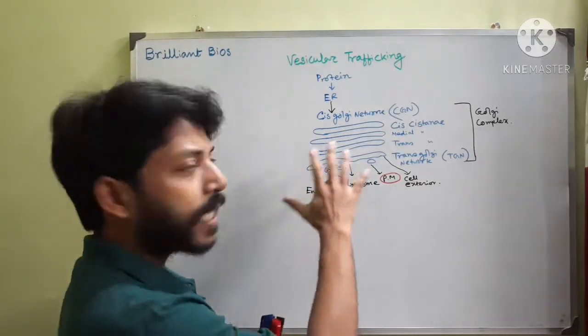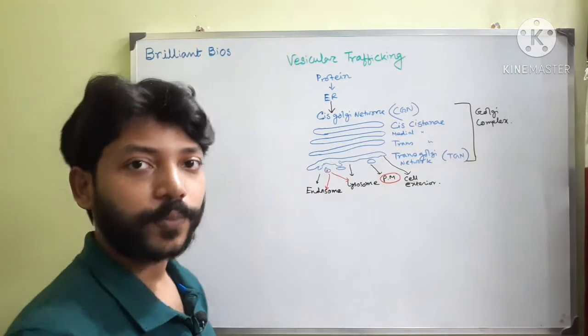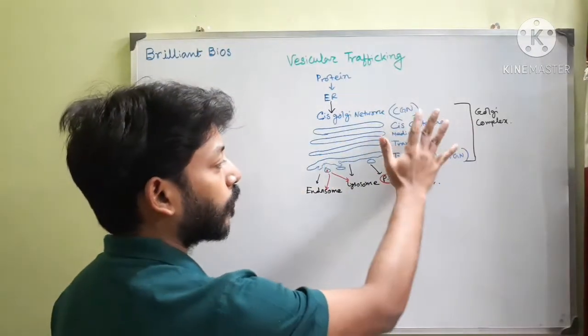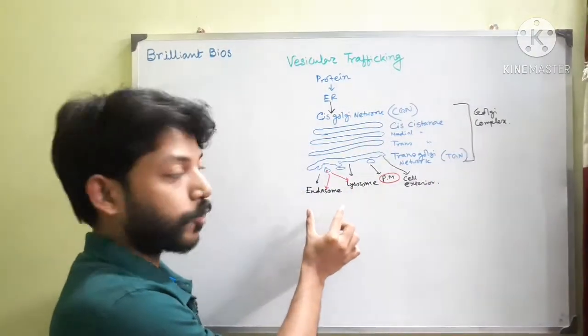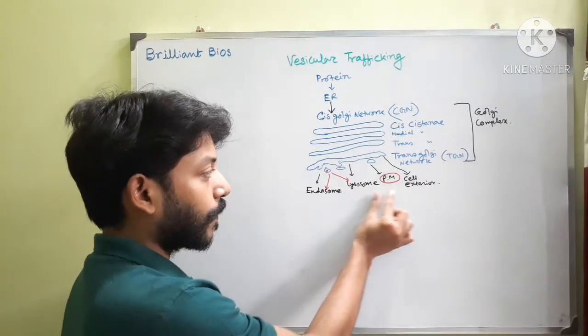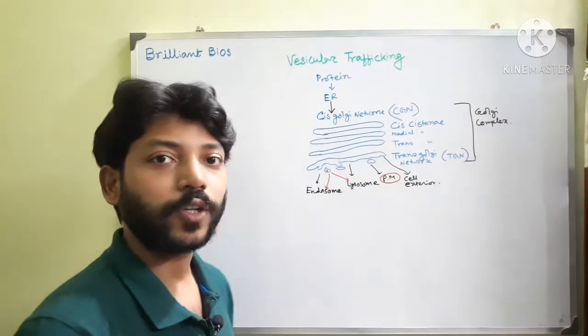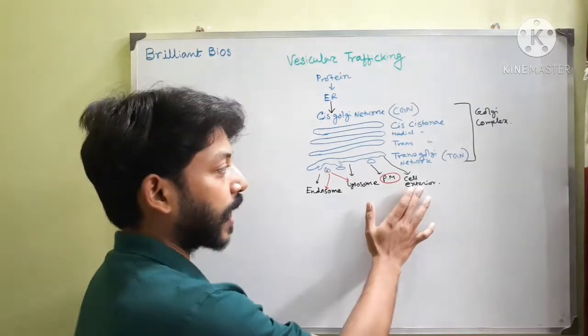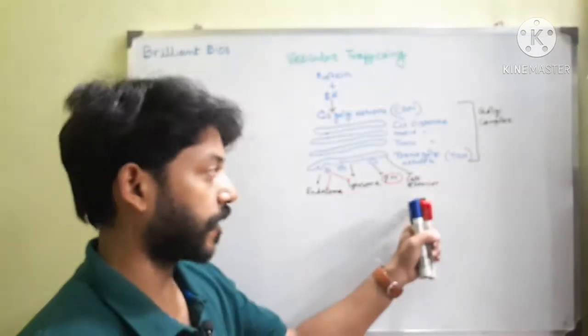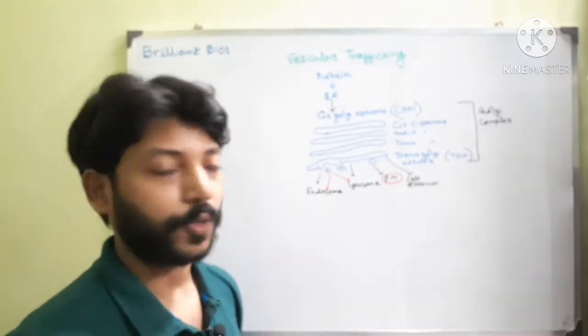Now the overall scenario is: a protein enters the endoplasmic reticulum, goes through the Golgi complex, and the ultimate destination of the protein is the endosome, lysosome, plasma membrane, or cell exterior. This process is also called the secretory pathway, because proteins can be secreted out to the cell exterior.